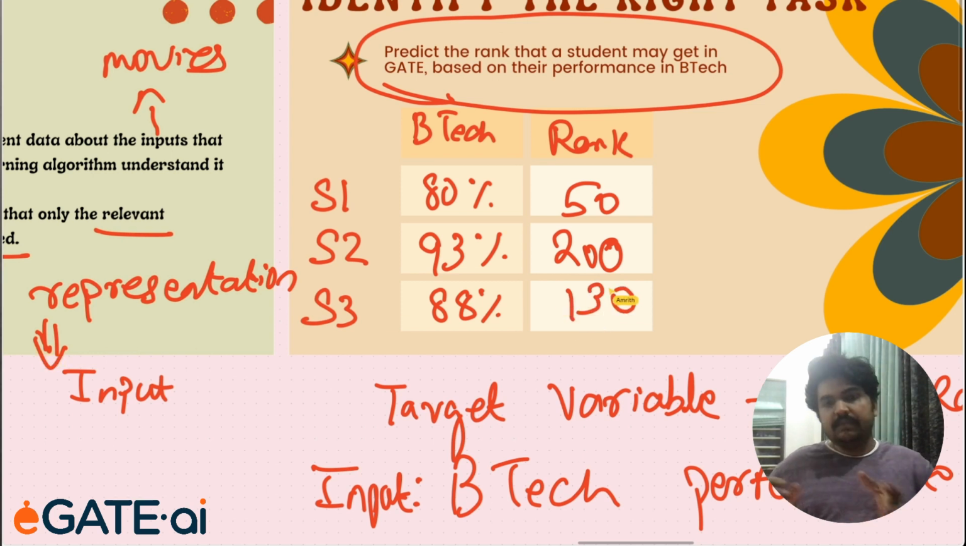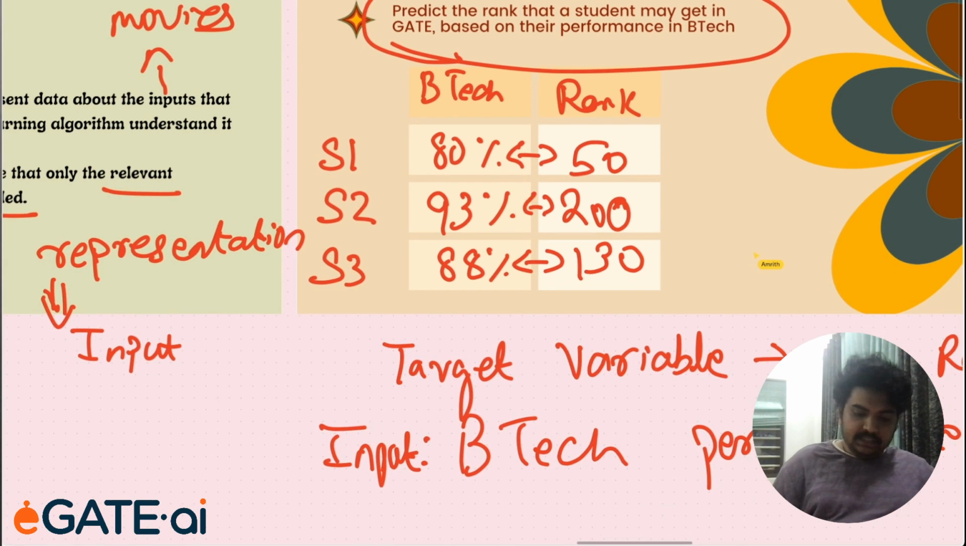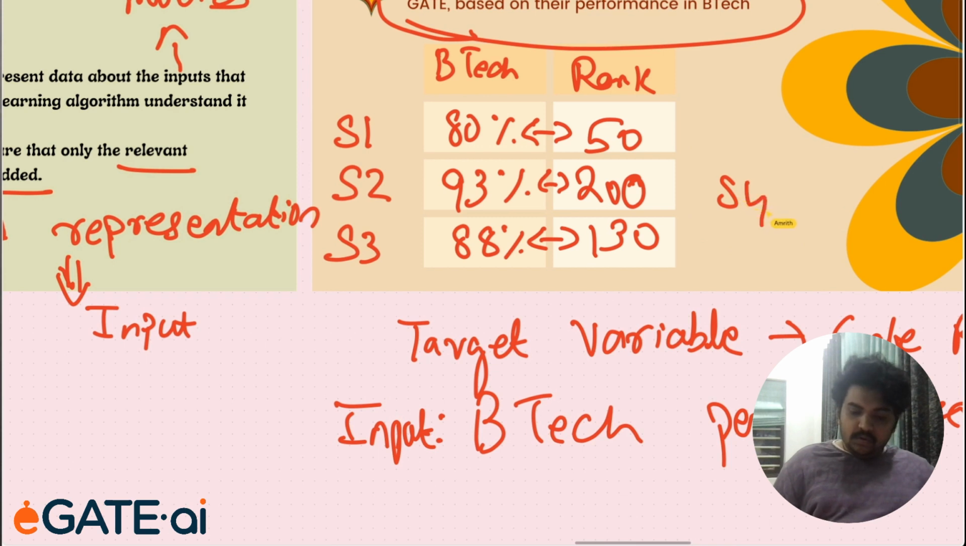So this table tells us that a student who scored 80% in BTech obtained a rank of 50, a student who obtained a BTech percentage of 93% obtained a rank of 200, and S3 who obtained a BTech percentage of 88 got a rank of 130. Now from this information we have to find a mapping so that for a new student, let's say S4, whose BTech performance is, let's say, 87 percentage, we need to predict the GATE rank.